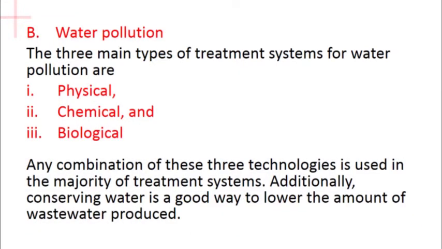Now coming to water pollution. We have seen about air pollution. In water pollution, there are three main types of treatment, which are physical, chemical and biological. Any combination of these three technologies is used in the majority of treatment plants. Additionally, conserving water is a good way to lower the amount of wastewater produced.